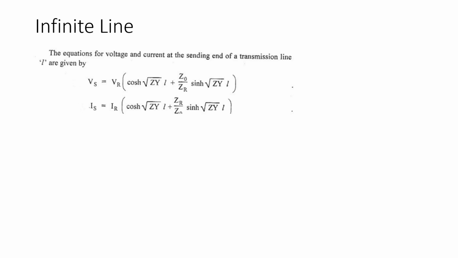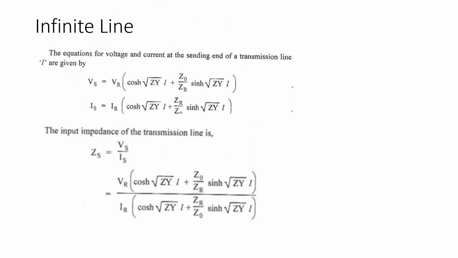So the equations of voltage and current become Vs and Is for the sending end. Vs equal to Vr cosh root of ZY into L plus Z0 by Zr sinh root of ZY into L, and Is is equal to Ir cosh root ZY into L plus Zr by Z0 sinh root ZY into L. Then the input impedance of the transmission line is Zs equal to Vs by Is. Here substitute the value of Vs from this equation and Is from the other equation.